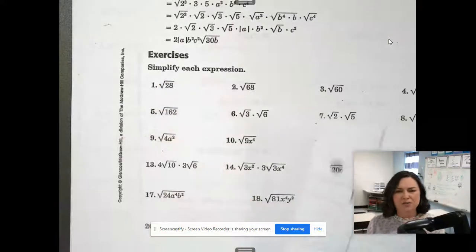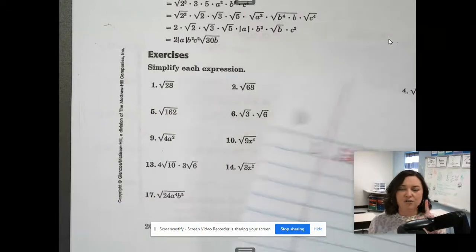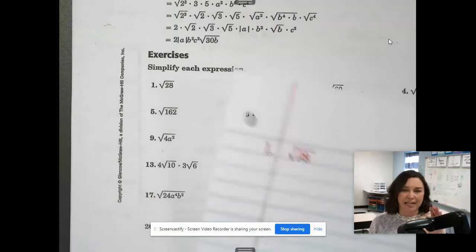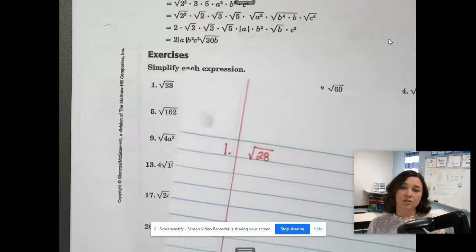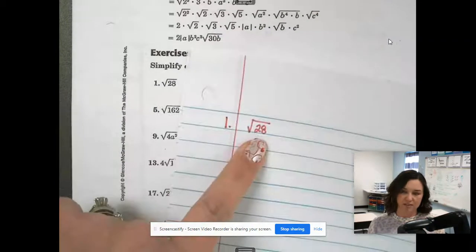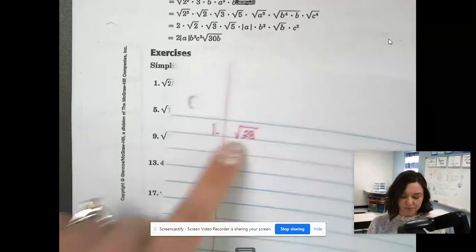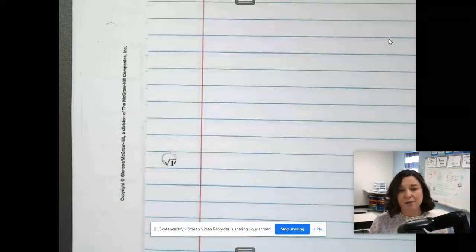You remember those blanks we filled in at the top of the page? The first one says that it can't be divisible by any perfect squares other than 1 under the radicand or under the square root, under the radical. The 28 is the radicand. This is the radical symbol. So we're trying to find any perfect squares that go into this.